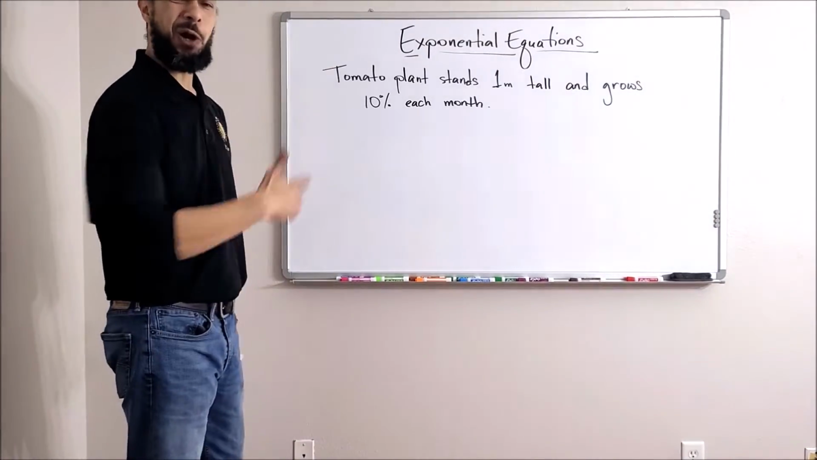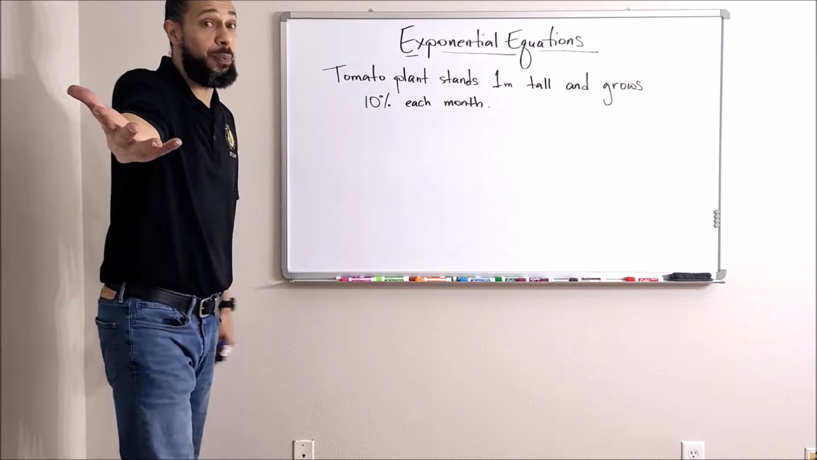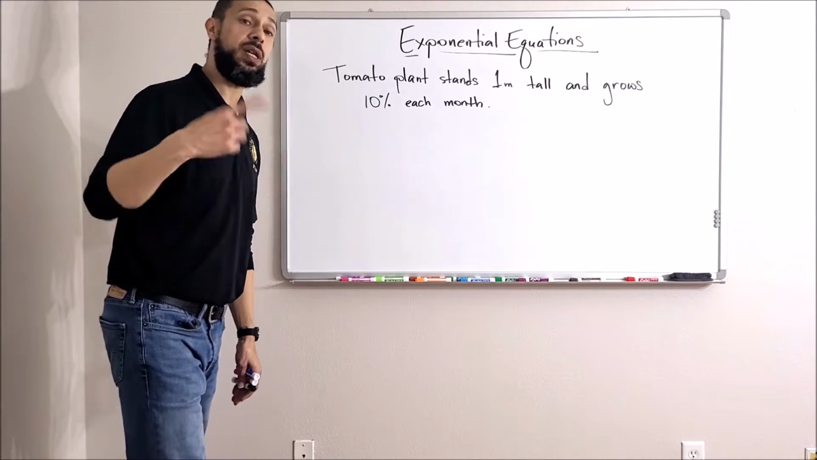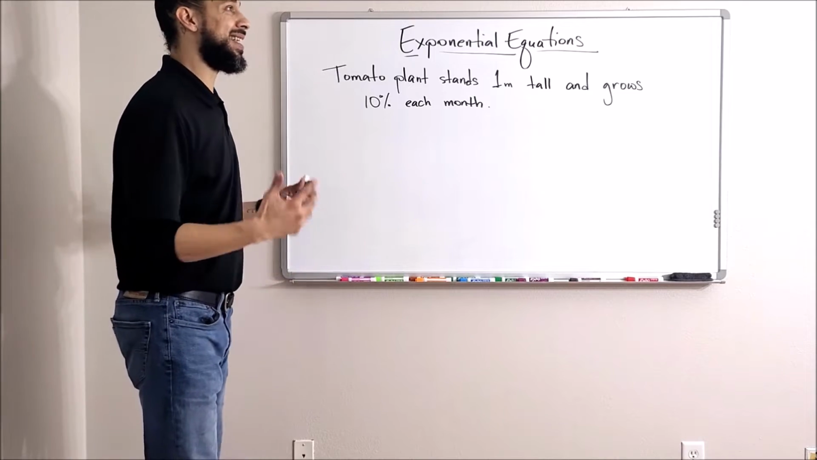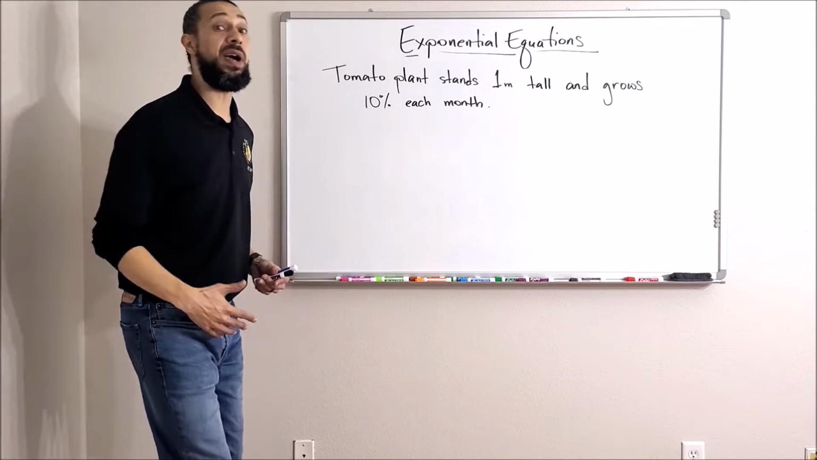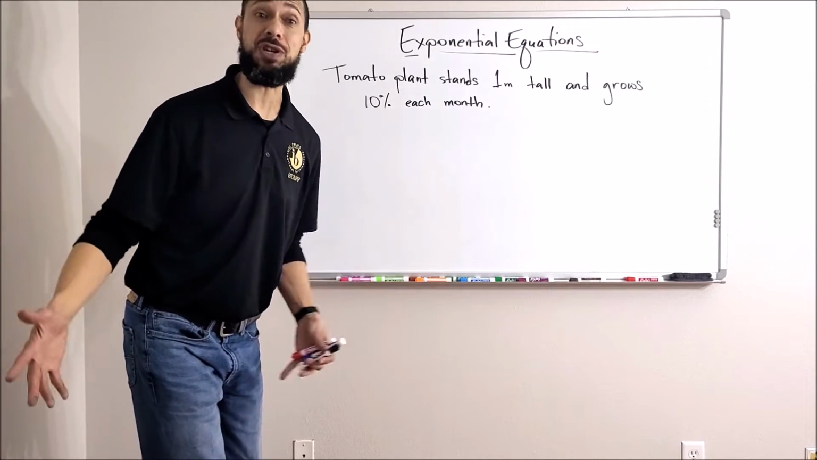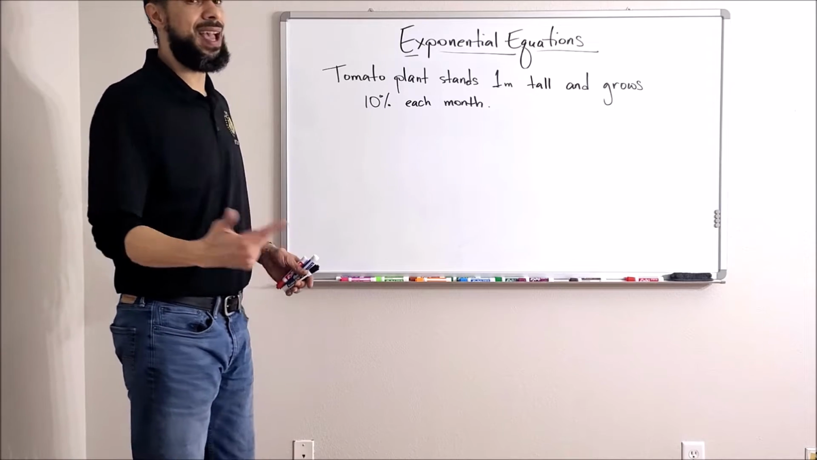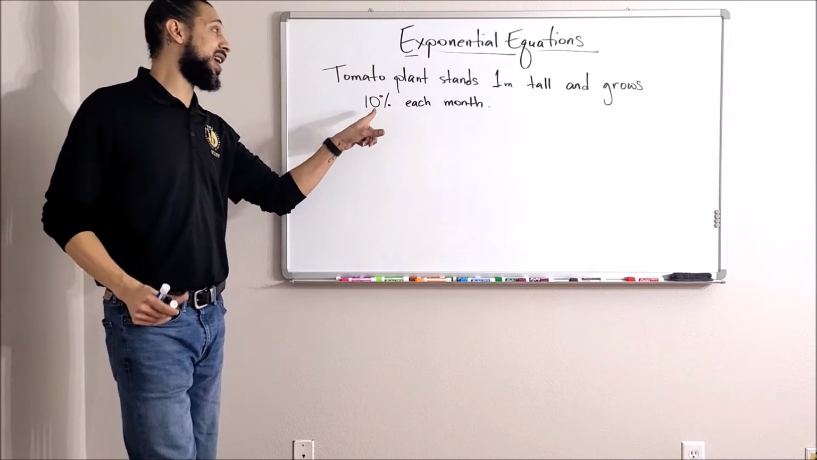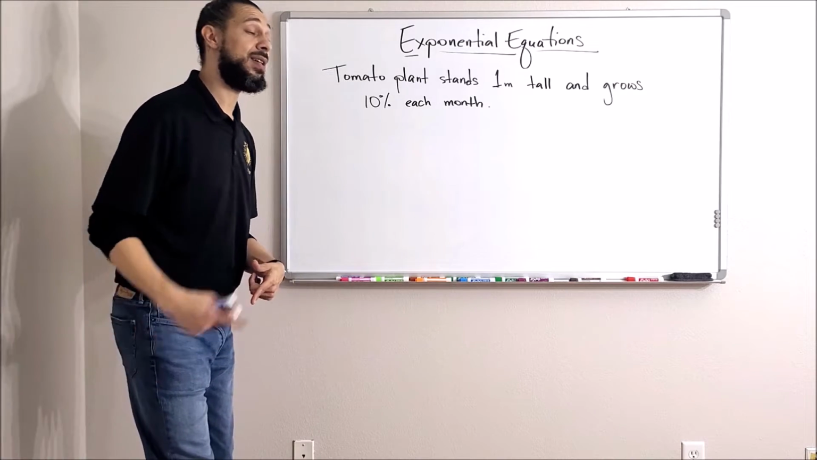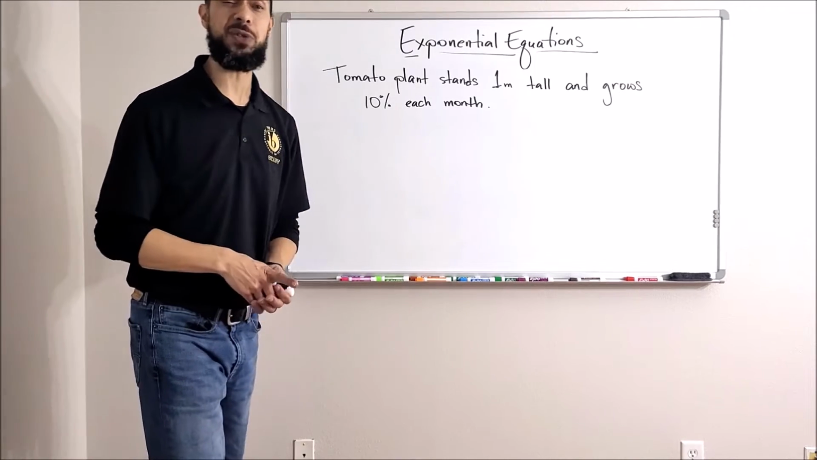Okay, let's talk gardening. I got a tomato plant. It stands 1 meter tall, right? And it grows 10% each month. Let's say I wanted to know how tall it would be after 6 months or 7 months, maybe even 2 years. So we need an equation for this. This is exponential. It might not look like it, but when you're adding or taking away a percentage, that's exponential. And I'm going to show you what I'm talking about right now.